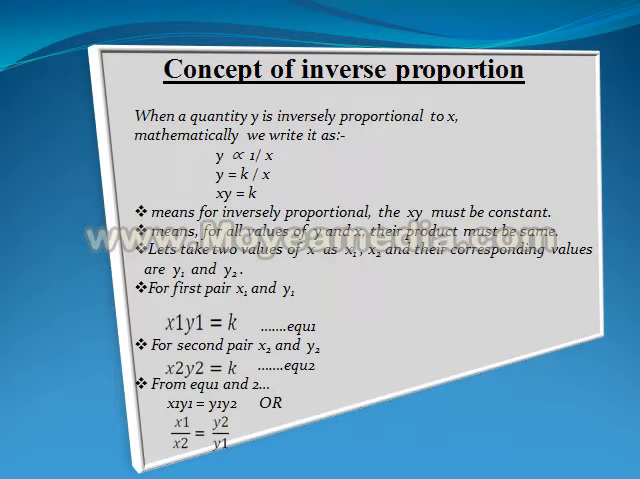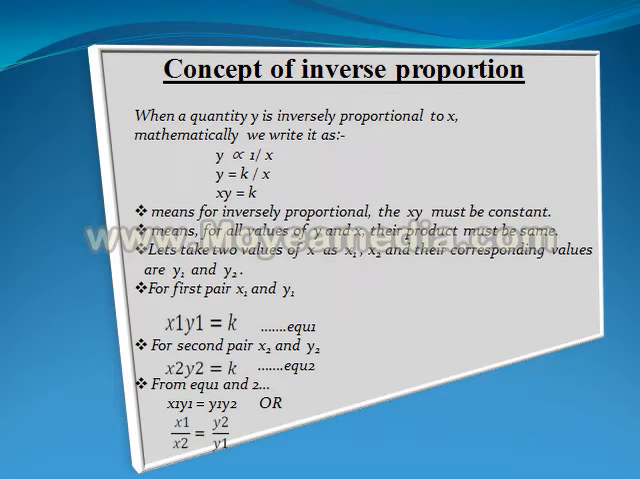So in case of inverse proportionality, the product of the two values of the two variables is always going to be the constant, the same constant. No matter how many different values you take, the product is always going to be the same constant k.